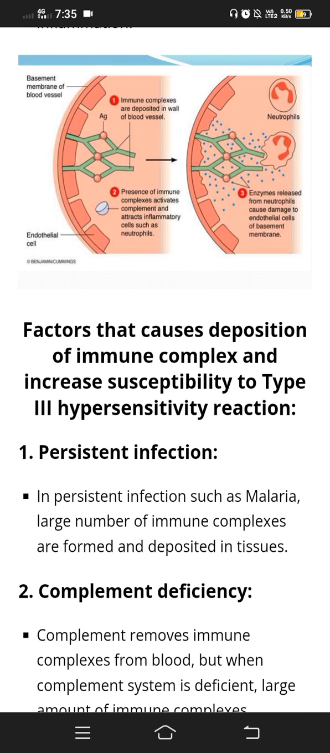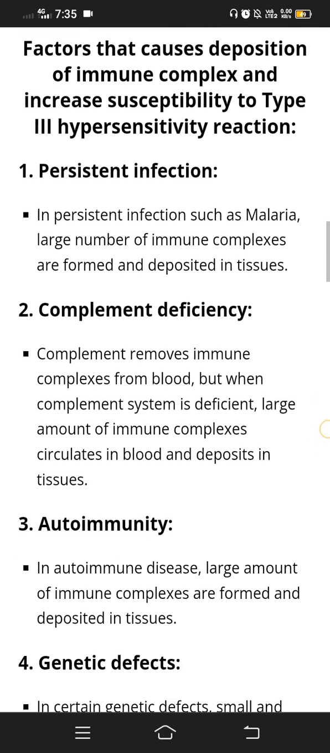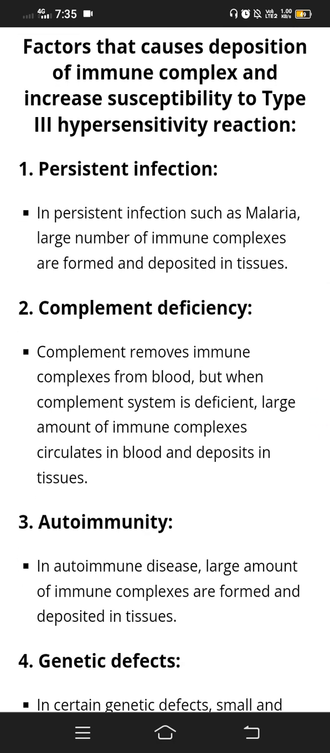Factors that cause deposition of immune complexes and increase susceptibility to type 3 hypersensitivity reactions. Persistent infection: in persistent infections such as malaria, a large number of immune complexes are formed and deposited in tissues. Then complement deficiency: complement removes immune complexes from blood, but when the complement system is deficient, a large amount of immune complexes circulates in blood and deposits in tissues.